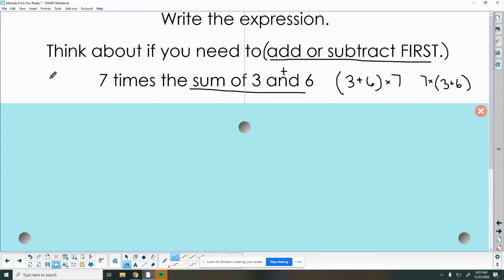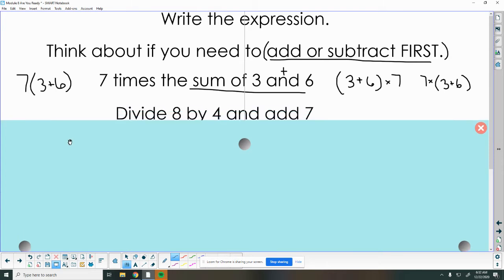Or another way we can do this is we can also put a dot instead of this multiplication sign. Or another way we can just completely get rid of that multiplication sign is just to say 7 parentheses 3 plus 6. When you have a number right next to the parentheses, that means to multiply. I want 7 groups of this. So 7 of these inside the parentheses. So you'll start to see this quite often in your math work here.